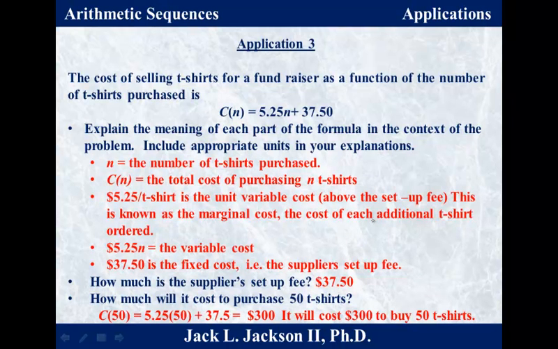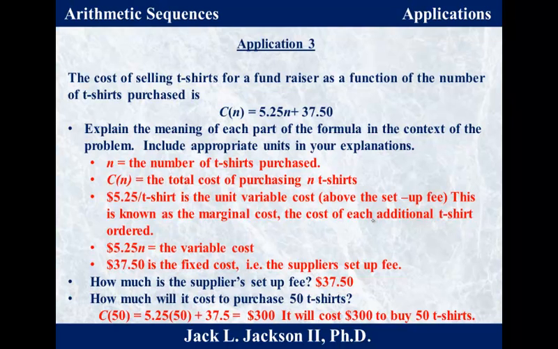Well, the n is the input, which is the number of t-shirts purchased. C of n, or just C, is the total cost of purchasing the n t-shirts. 5.25 is the unit variable cost, and that would be in dollars per t-shirt. This is above the setup fee. This is sometimes known as the marginal cost, and it's the cost of each additional t-shirt ordered above what you had previously.